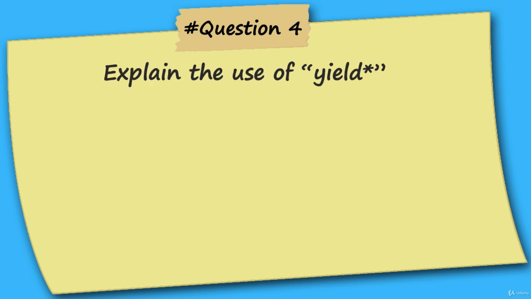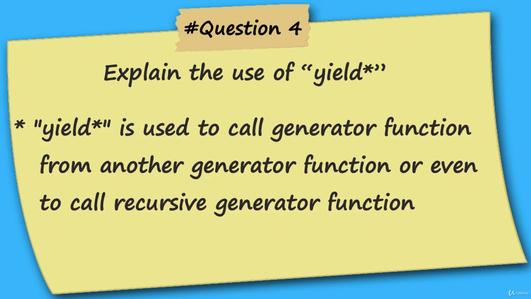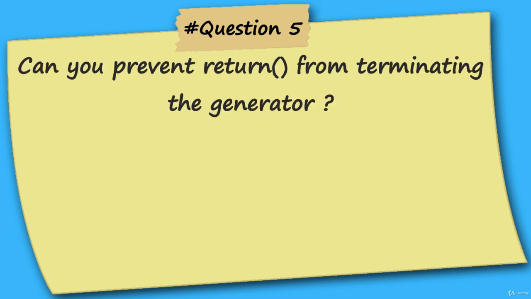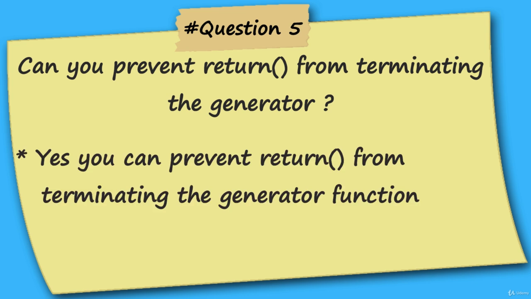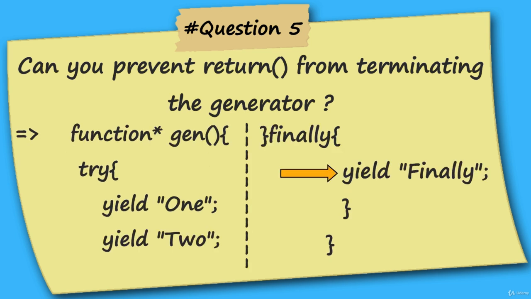The fourth question is, explain the use of yield star, that is yield asterisk. So we have seen that it's about calling a generator function from another generator function, or even when you have to call a recursive generator function, then you have to use the yield star syntax. The fifth question is, can you prevent return from terminating the generator? Yes, absolutely. Of course, there should also be a conditional way to deal with this situation. But when you say return, it terminates the execution. But if you write a yield statement in finally like this, then it will certainly prevent the return from terminating the generator.